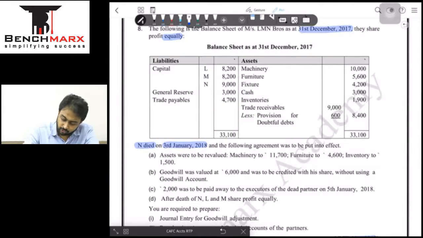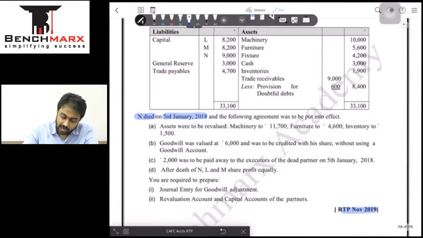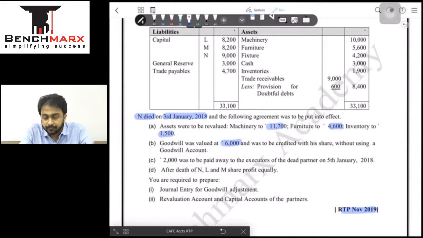The following agreement was put into effect. 1. Assets are to be revalued. Machine to 11,700. Furniture this much. Inventory this much. These are purely my revaluations. Okay. Goodwill is 6,000. So here the question is kind enough to give us the full value of goodwill. So no need to find any hidden goodwill or no need to compute goodwill by any of the methods. So it is very simple. Without using a goodwill account, which means raise in the old ratio and write off in the new ratio. That is as good as saying goodwill adjustment among the partners' capital.